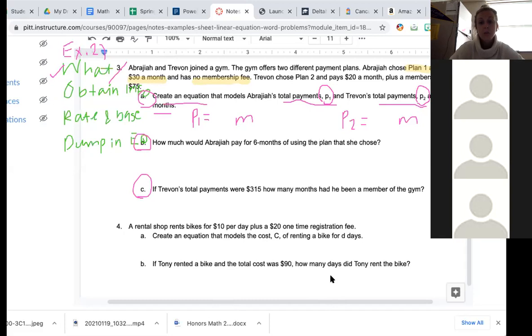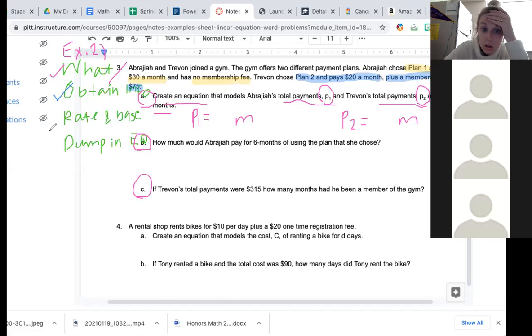Yes. Okay, I'm going to switch colors because plan 2 is a totally different plan. So it says plan 2 pays $20 a month plus a fee of $75. So there's my info. Plan 1 is $30 every month with no fee. Plan 2 is $20 every month with a fee of $75. So I just did my step 2 where I obtained info. So what's step 3?